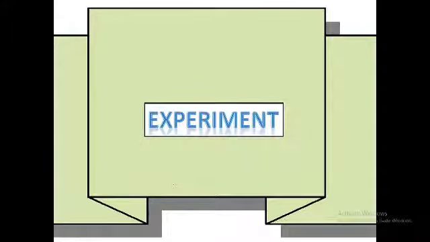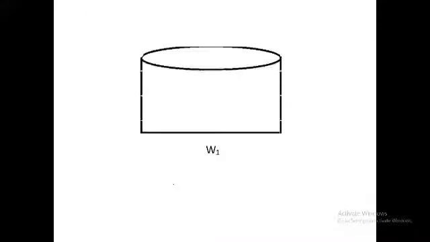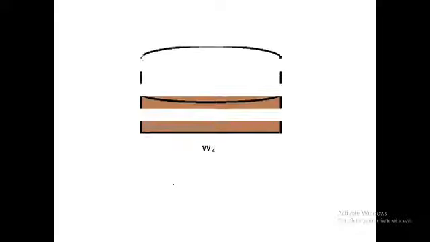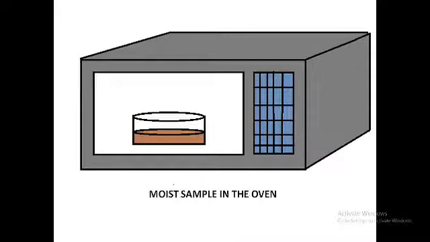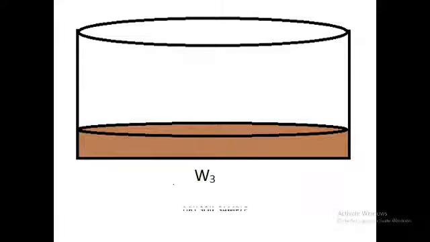Let us begin with the experiment now. Take an empty container and weigh it. Let us suppose its weight is W1. Fill the container with the soil sample of which you want to determine the water content. Weigh it again. Let us suppose it's W2. Now, keep this sample in the oven for 24 hours to evaporate all the water that is contained in it. Now weigh it again. This is W3, the weight of the dry soil sample plus the container.